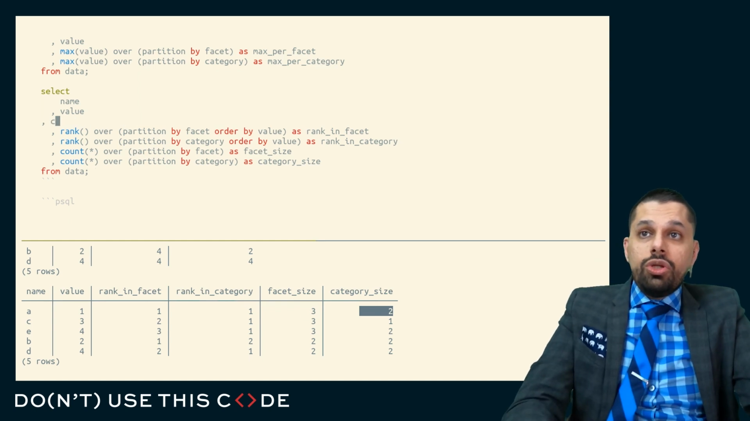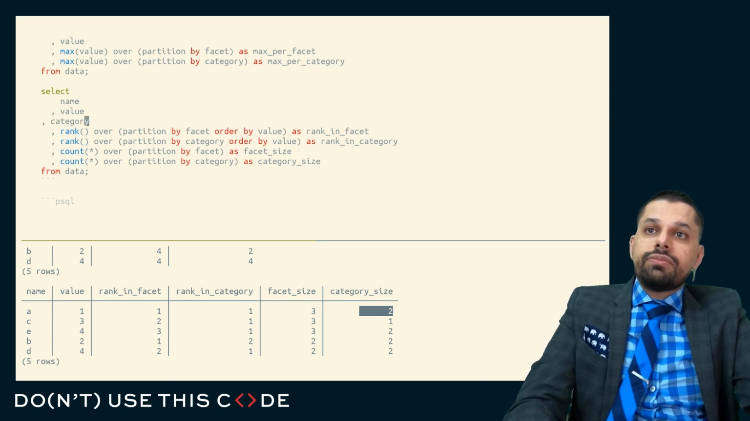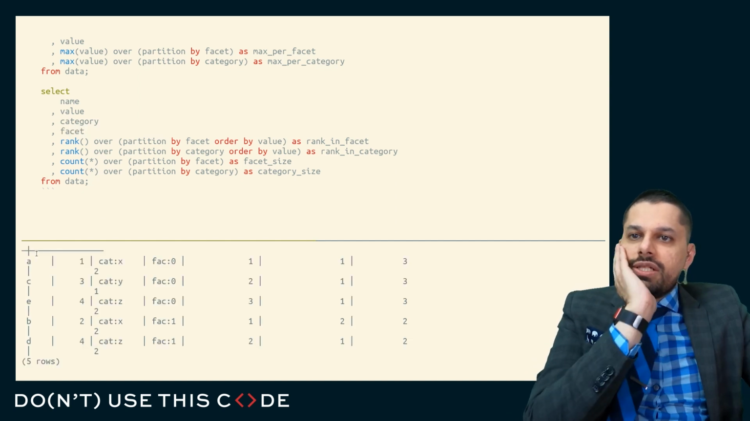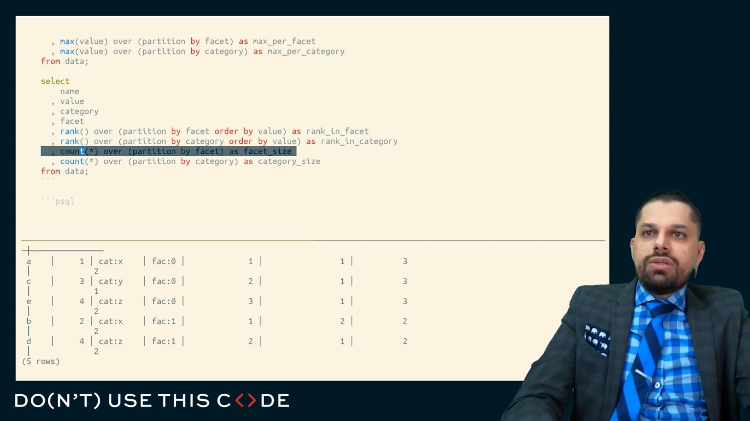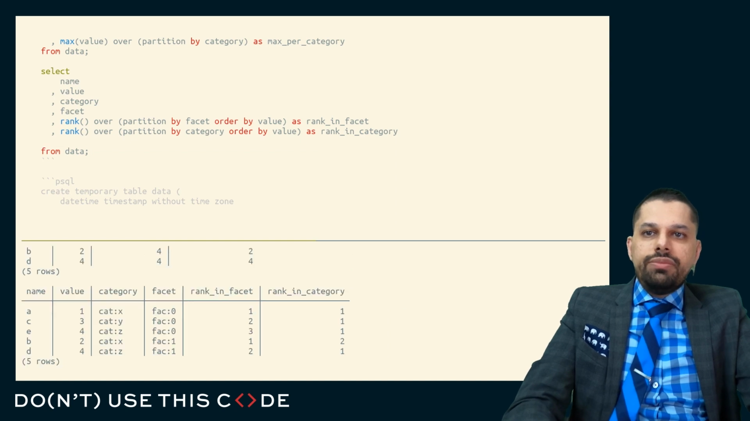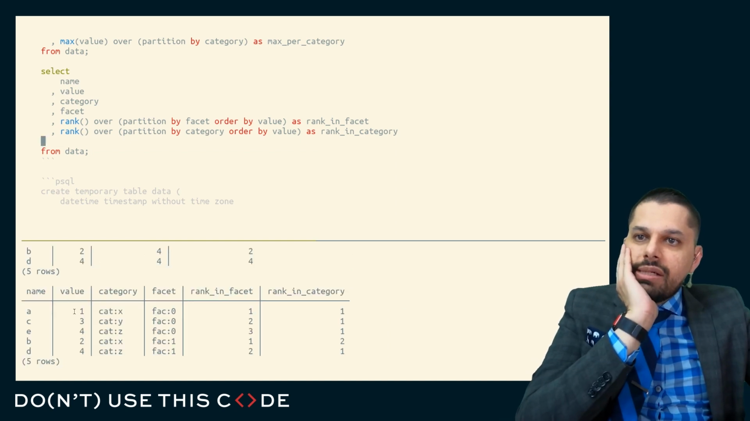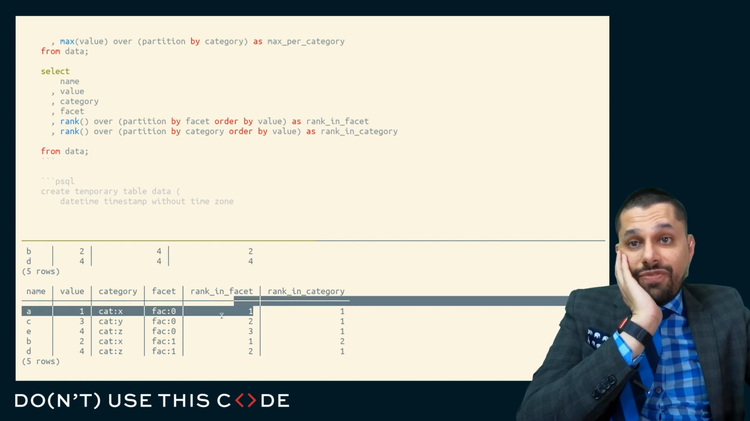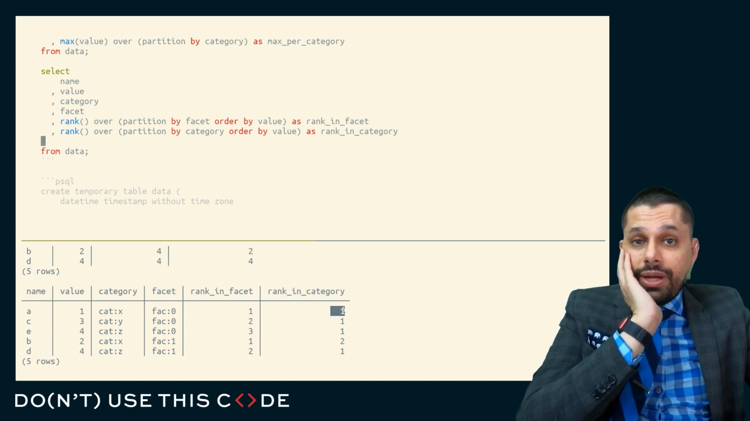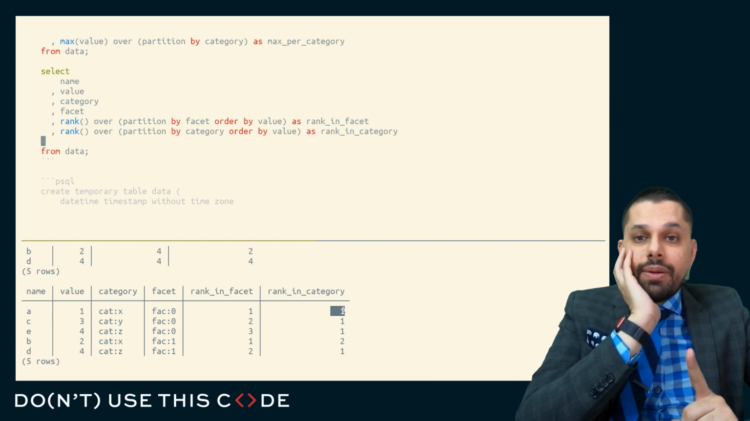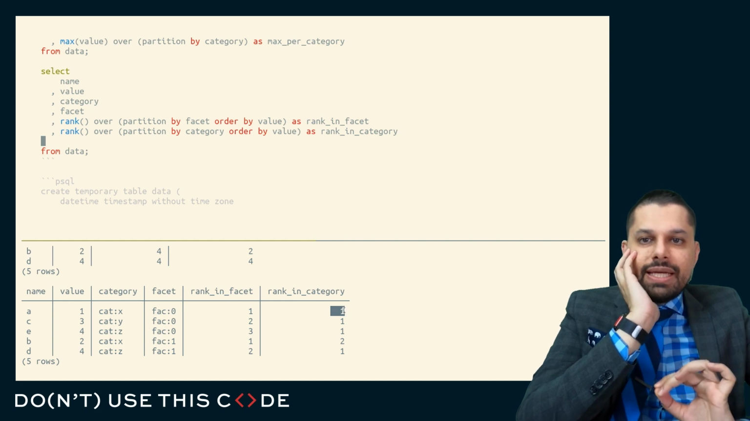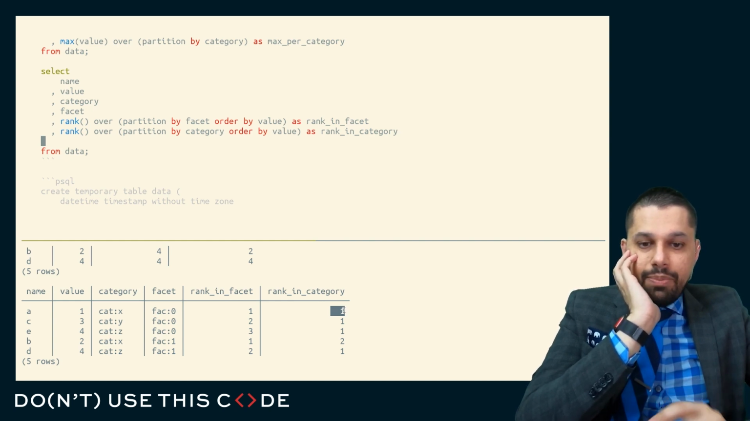And if we want to, we can also look at the category and the facet for these. Just to round this out, let's take out the counts, just so we don't scroll off the size of our screen. But here we can see, okay, this is the value for A, and this is the rank it is in category X. This is the rank it is in facet 0, and the rank it is in category X. We could not do this with the group by, but we can do this with the window function.